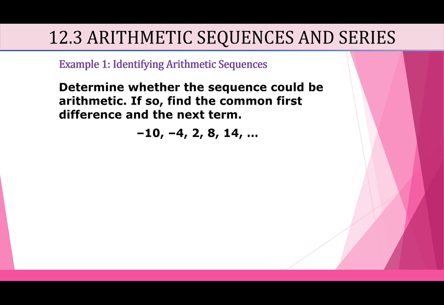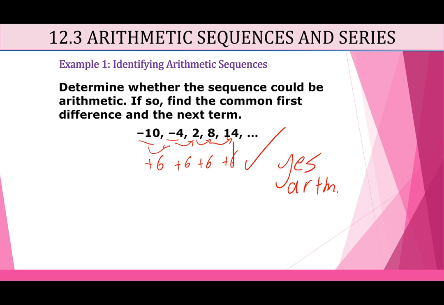So this problem, determine whether the sequence could be arithmetic. If so, find the common first difference and the next term. So an arithmetic sequence is a linear sequence, which means we're adding or subtracting by the same amount every time. So if we look at the sequence, we have -10 to -4. So that would be adding 6. -4 to +2 would be adding 6. 2 to 8 would be adding 6. And 8 to 14 would be adding 6. So yes, this is an arithmetic sequence.